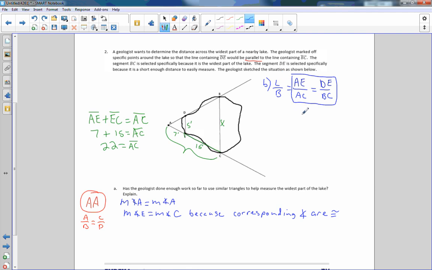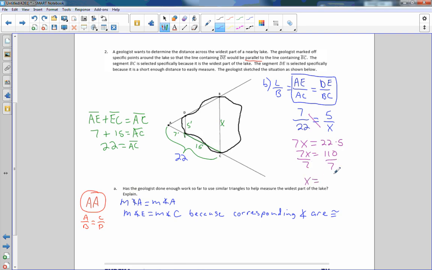Now I'm going to substitute in my givens. AE is 7, AC is 22. That equals DE, 5, over BC, which is what we're trying to find, the width of the widest part of the lake. As I said before, when I cross multiply, I always choose the diagonal that has the variable, so it's on the left. 7 times x is 7x equals 22 times 5. 7x equals 110. Divide by 7, divide by 7.